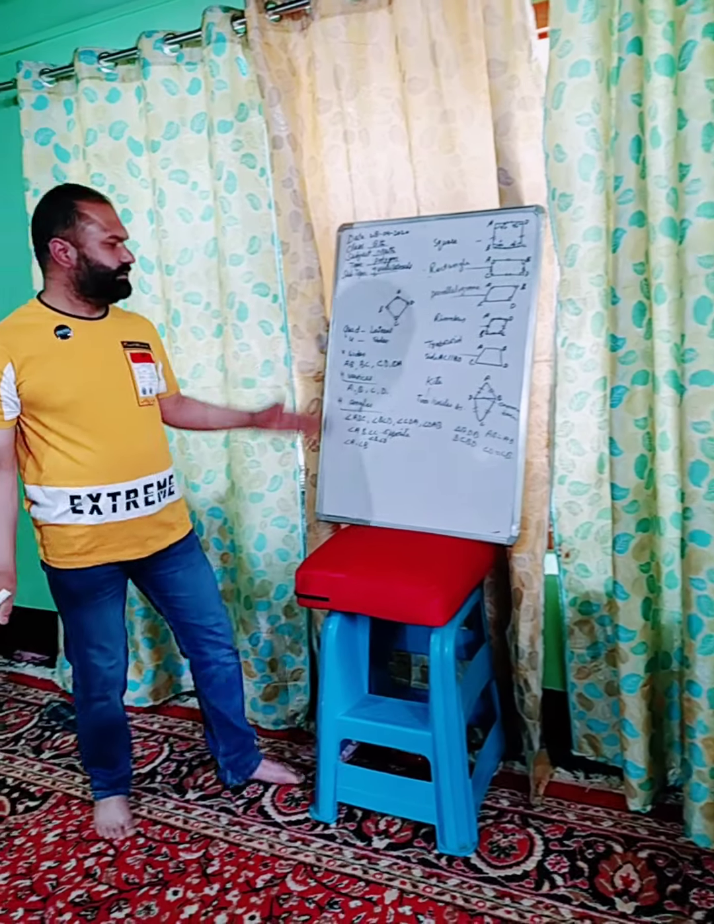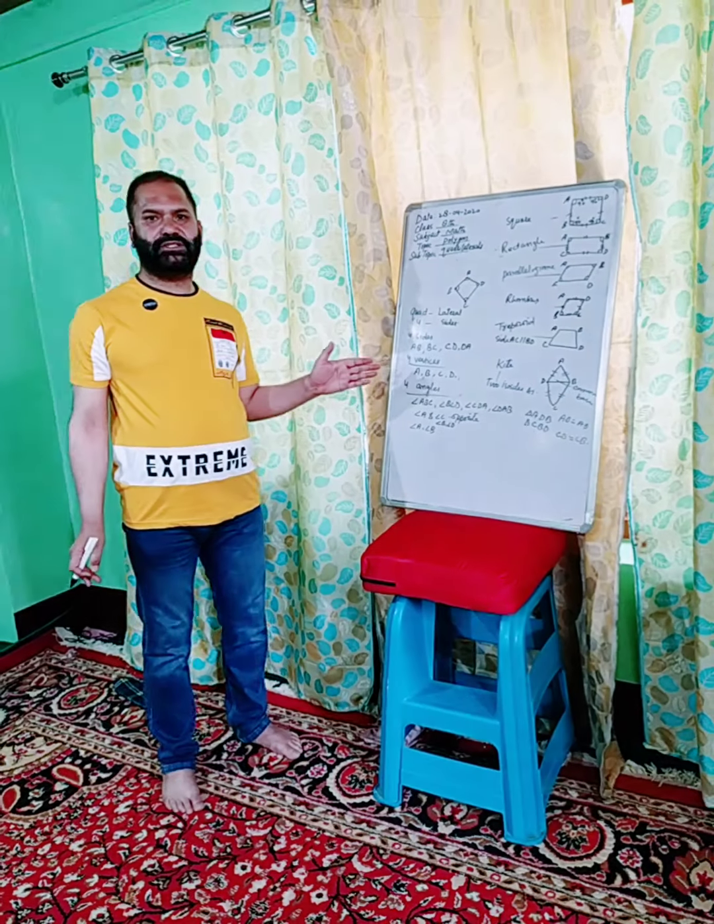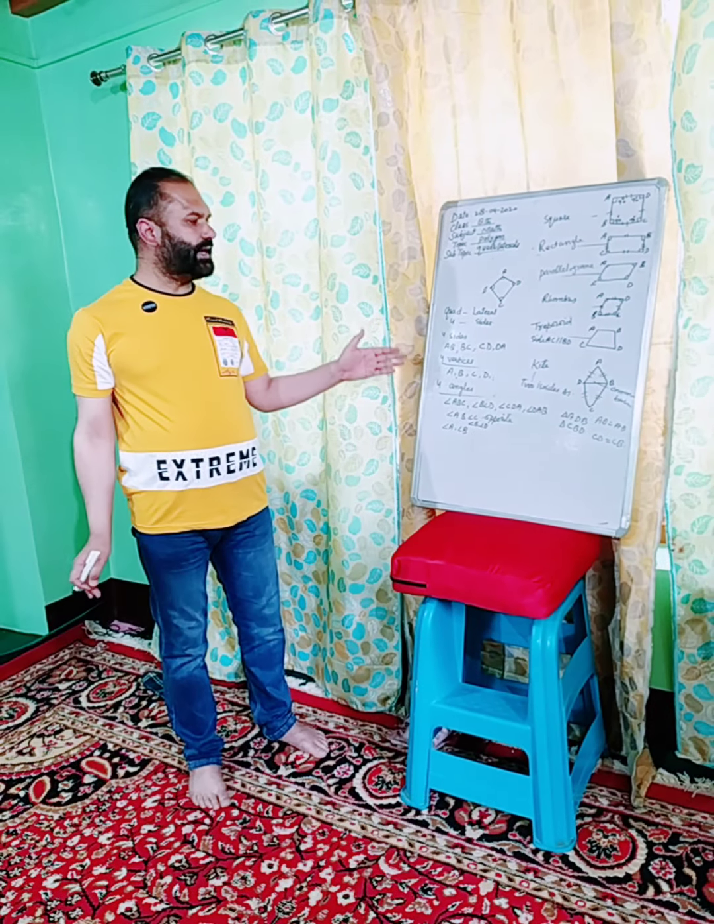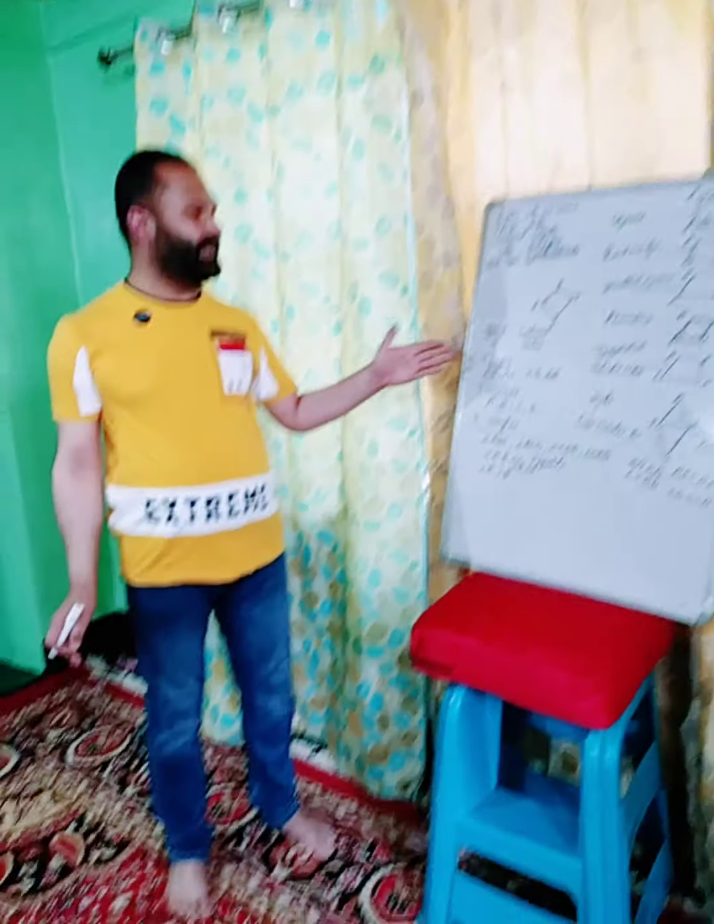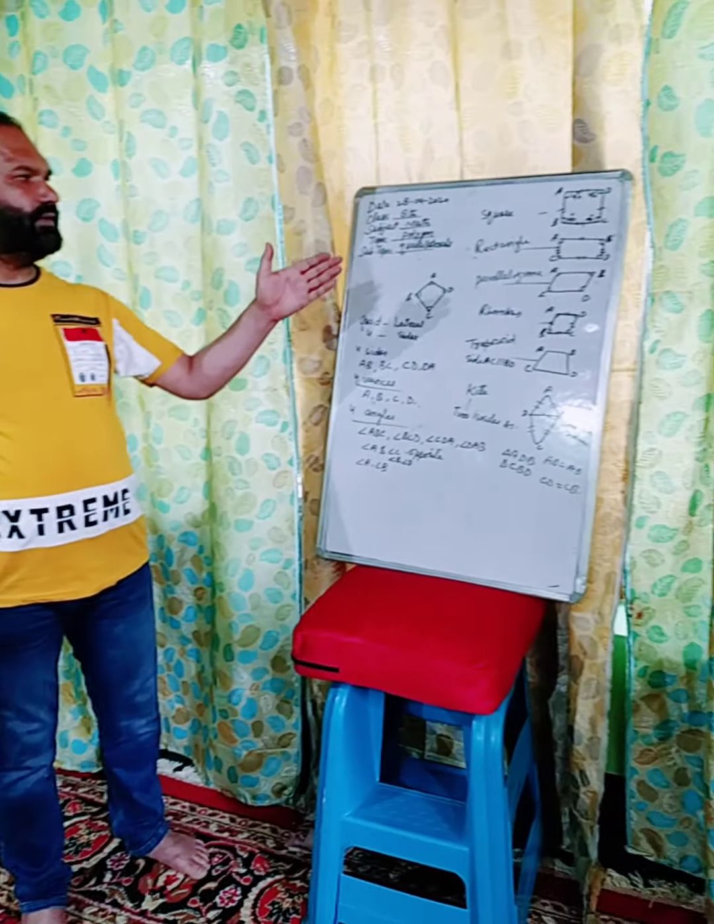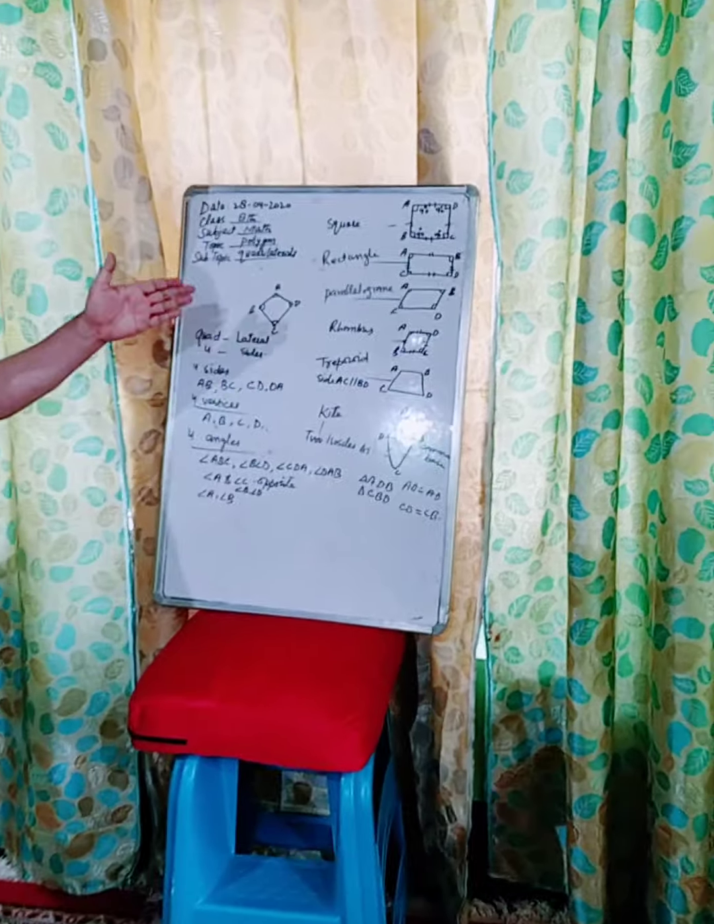So dear students, this was all about quadrilaterals. Hope you will understand all this and you will practice at your home. You can find the area if you know the sides, and you can find the area of all these figures: area of square, area of rectangle, area of parallelogram, rhombus, trapezium.